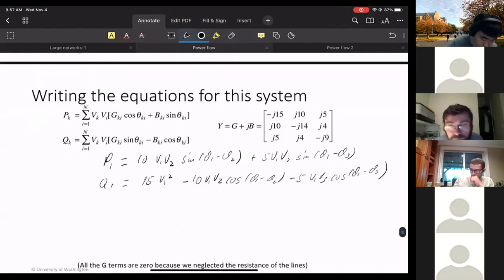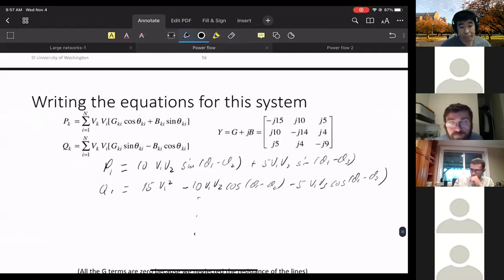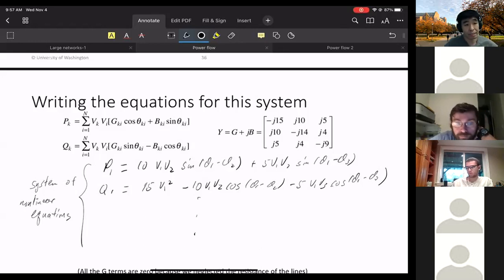Right, and so on and so forth. So you basically get a bunch of equations like this. And this is a system of nonlinear equations we have, and we need to solve the system.